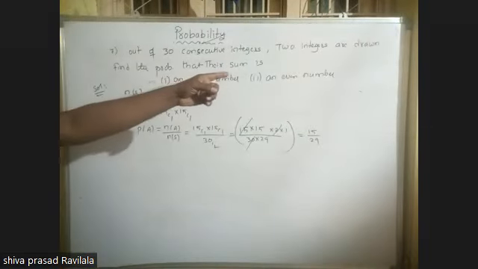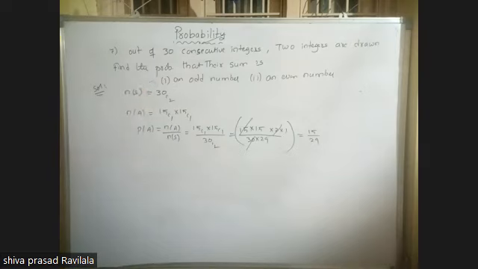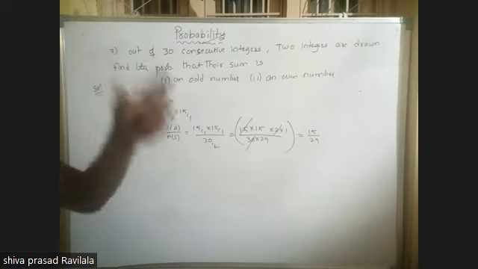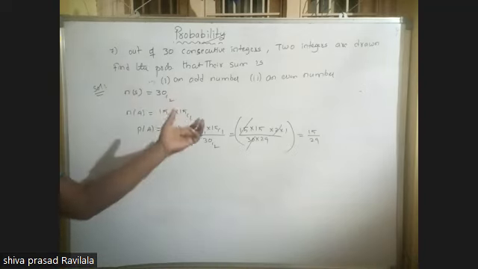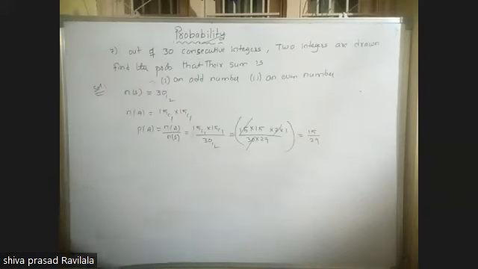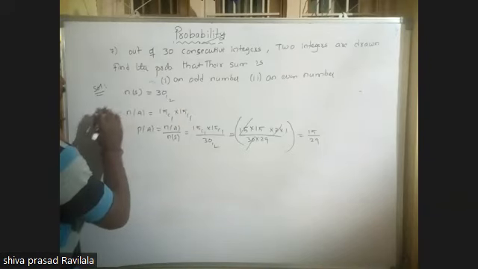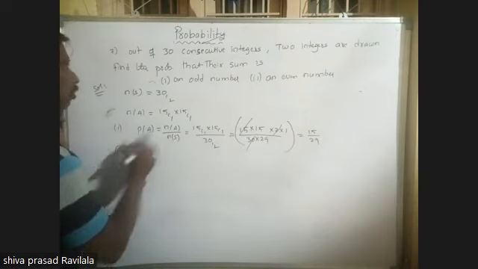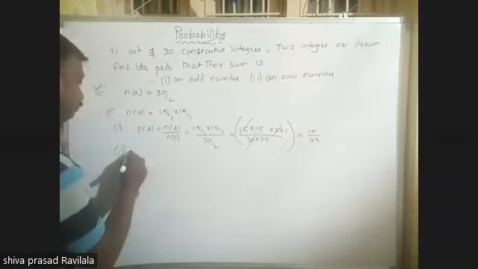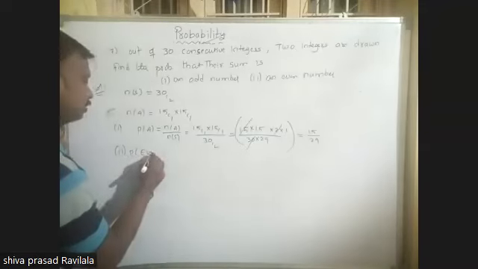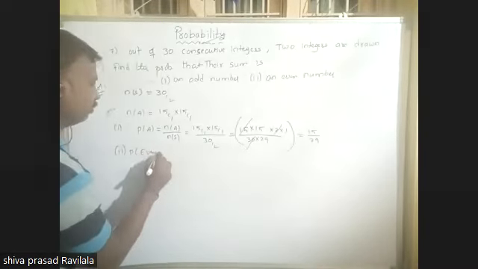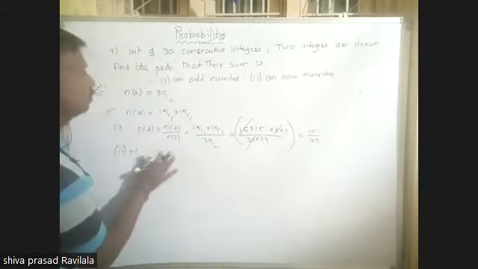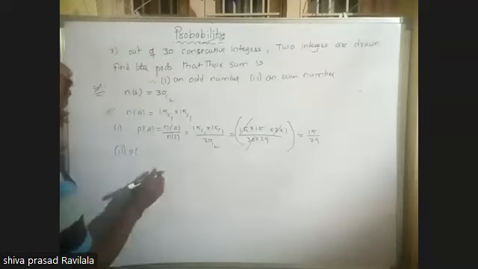Next one, an even number. For an even number, don't do the total calculation; use the probability of A complement. An even number means you take 2 numbers from 15 even or 2 numbers from 15 odd. This is the first case, P(A). And the second one, the probability of getting an even number, where the sum becomes an even number. I am writing even.